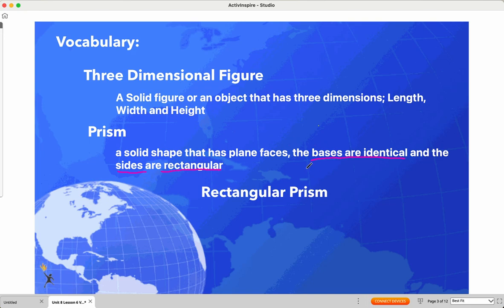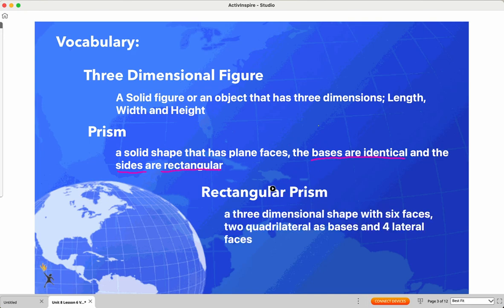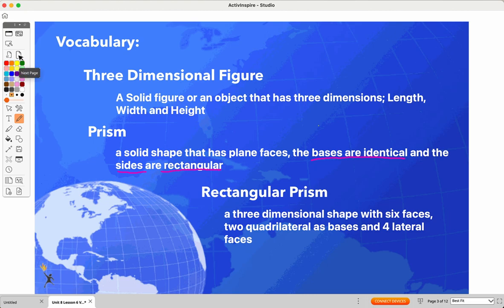A specific type, and one of the ones we're going to be looking at today, is the rectangular prism. It's made up of 6 faces, 2 quadrilaterals as bases, and 4 lateral faces. You can picture that's pretty much any 3-dimensional shape like a table, a cereal box, a tissue box, a book. These are all rectangular prisms. It's actually probably one of the most common 3-dimensional shapes you'll find.